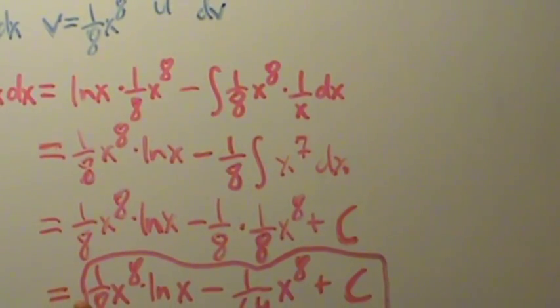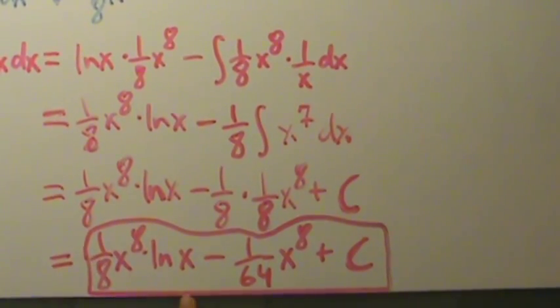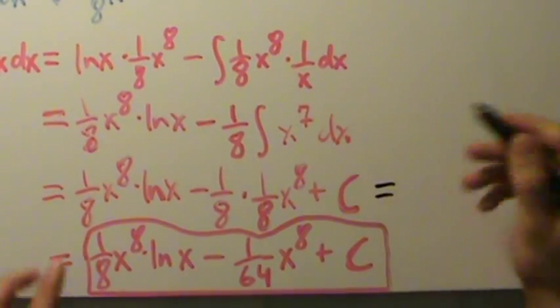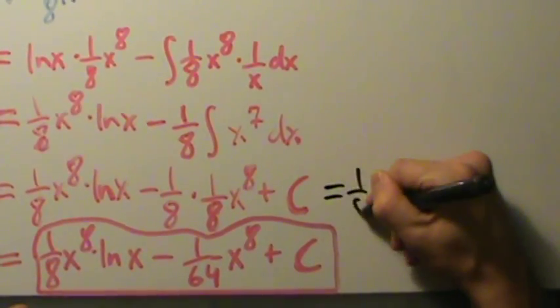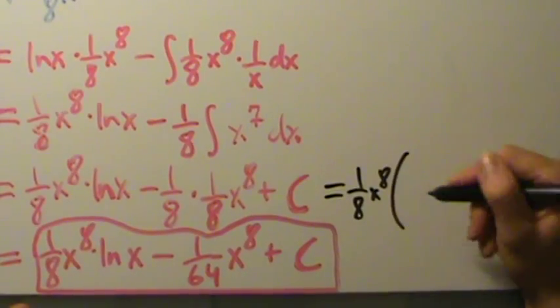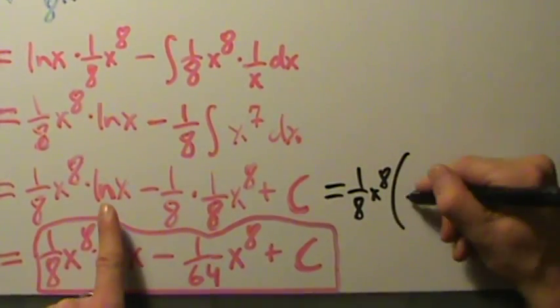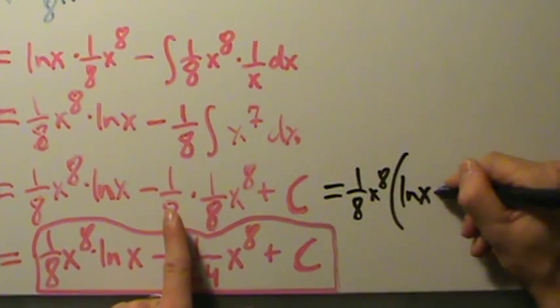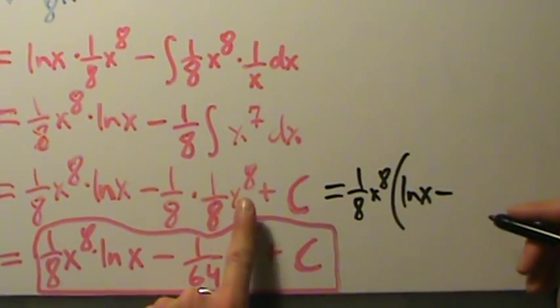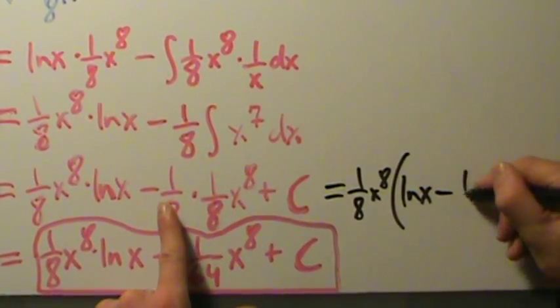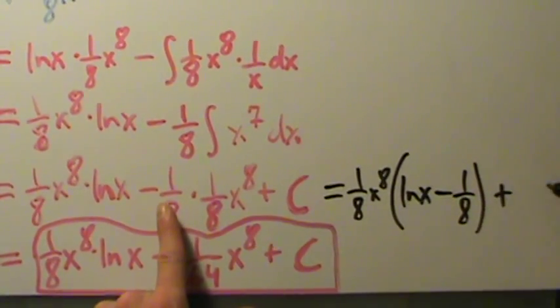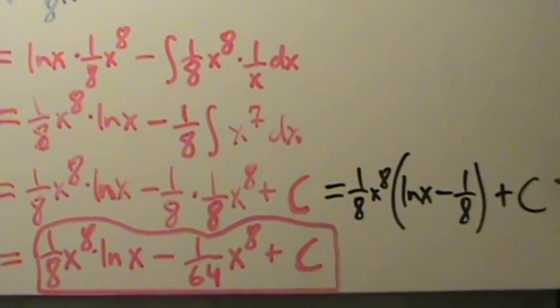If you wanted to factor out 1/8 x to the 8th, that would be easier if we started from here. So if we started from there, we'd factor out a 1/8 x to the 8th. What's left over here is natural log of x, and what's left over there is only a 1/8. And then outside, away from all that, we have plus c. So that's another way of expressing the answer.